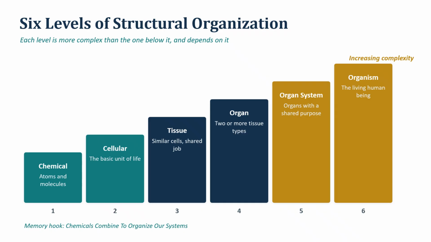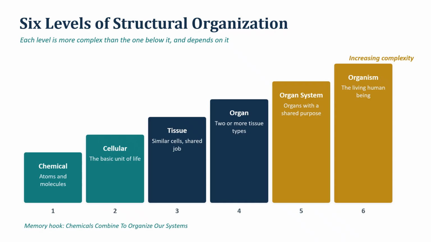Step 3 is the tissue level. When you group many similar cells together to perform a shared function, you have a tissue. Step 4 is the organ level. Put two or more different tissue types together into a structure with a specific job, and you have an organ. The stomach is a classic example because it contains epithelial, muscle, connective, and nervous tissue all in one structure. Step 5 is the organ system level. Organs that cooperate toward a common purpose form a system, like the digestive system. Step 6 is the organism, the complete living human being.